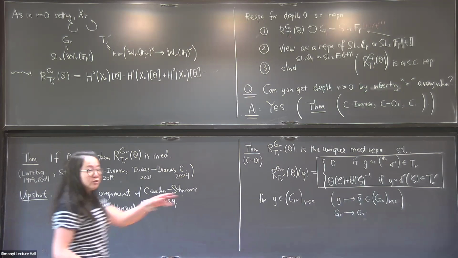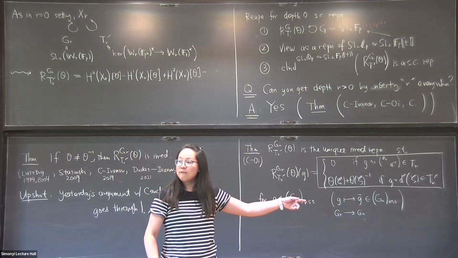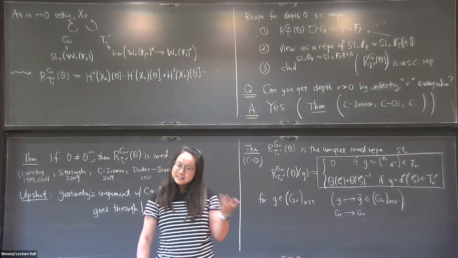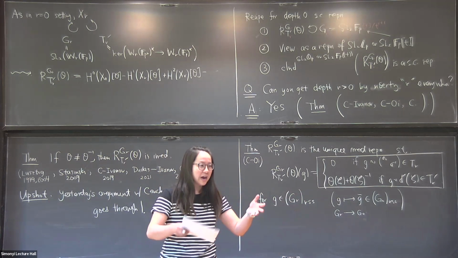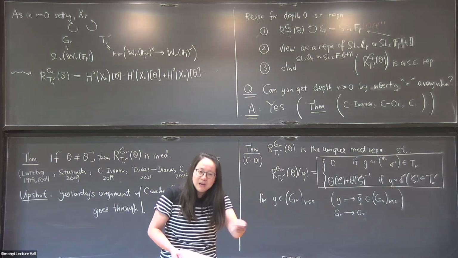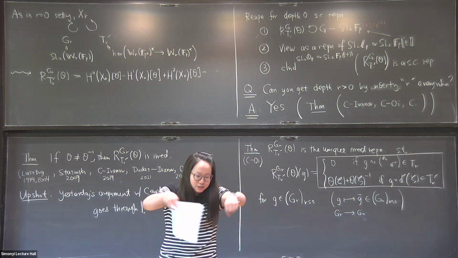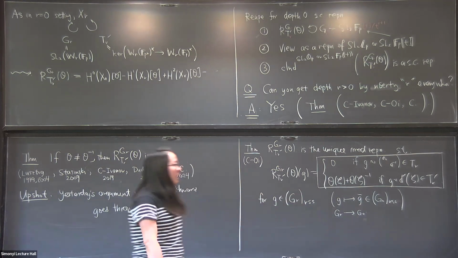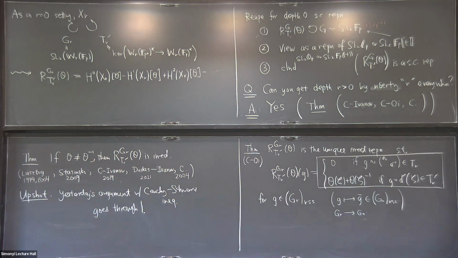Okay, but how do I do this for SL2Fp? This is not so clear, because now we have SL2Fp as a finite set. What do you mean, take a limit? It's a discrete thing, right? This question is answered by algebraic geometry, and the answer is character sheaves. So let me tell you about this.